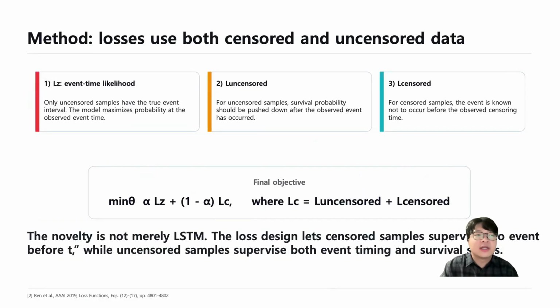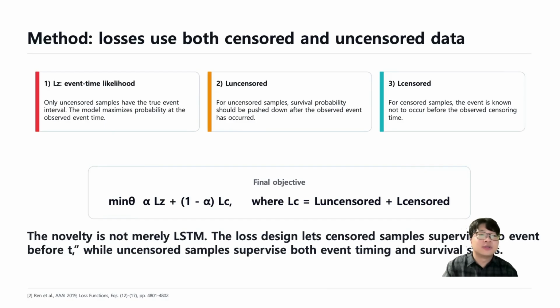The loss function is another important part of DRSA. DRSA uses both uncensored and censored samples during training. First, Lz is the event time likelihood loss. It is used for uncensored samples because their true event interval is known. The model is trained to assign high probability to the observed event time. Second, L-uncensored uses uncensored samples to supervise survival status. After the event occurs, the survival probability should decrease.